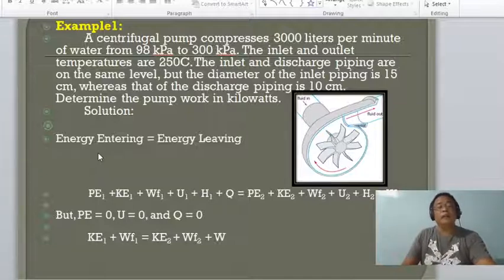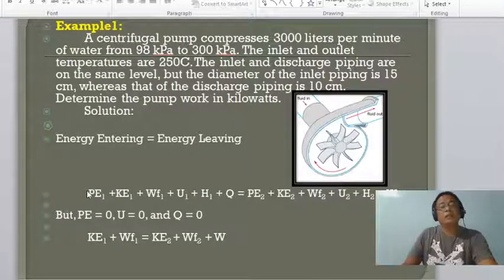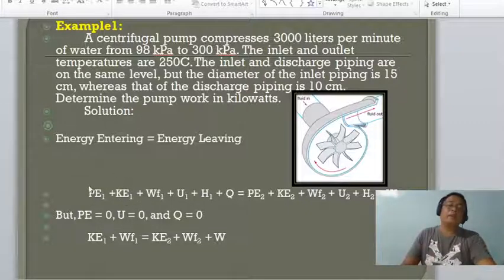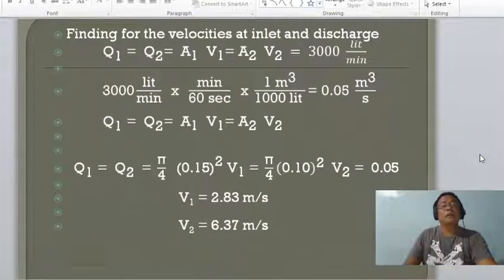And there is no heat transferred from the system. So, kinetic energy at 1 plus flow work at 1 is equal to kinetic energy at 2, flow work at 2 plus work. So, by this time, we are now going to determine the work, by transposing those parameters to the left.